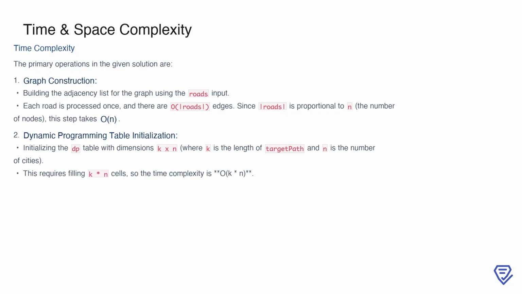Next, we have the initialization of the dynamic programming table, or DP table, which has dimensions k×n. This represents k, the length of the target path, and n, the number of cities. Filling all k*n cells requires k*n time. These are the preliminary operations that set up the foundation for solving the problem efficiently.